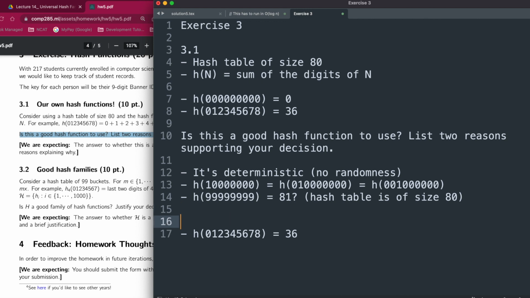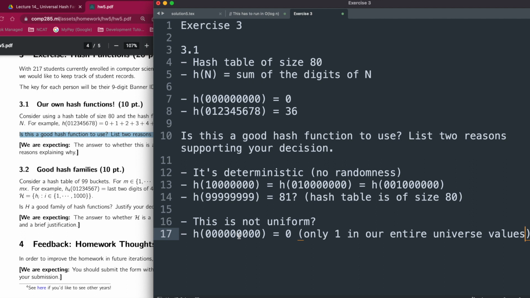And then the other thing that we alluded to is that this is not uniform. Even if this hash function didn't have these other issues, there is only one value that hashes to 0. Only one in our entire universe of values hashes to 0. And that is the value that has all zeros, right? And there's only one of them. But there are many values that hash to 36, for example, right?